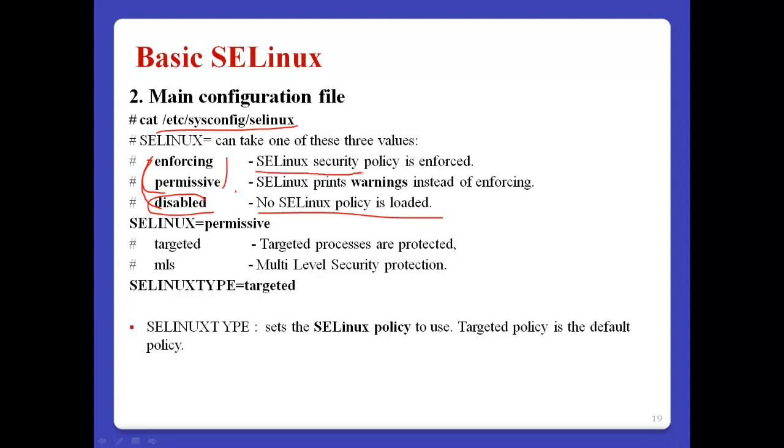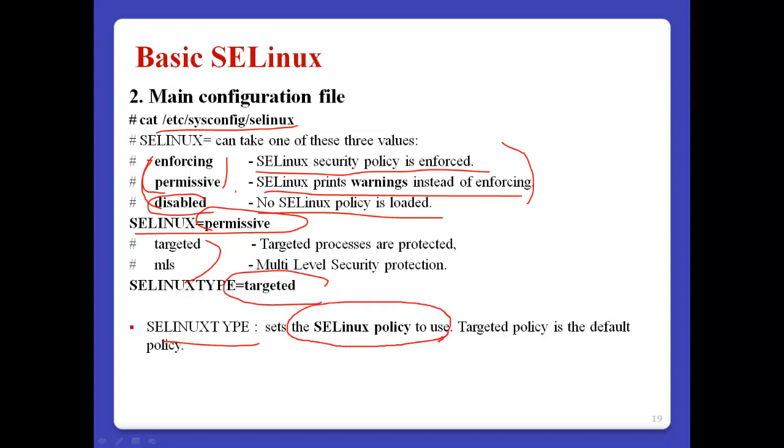Enforcing means the SELinux security policy is enforced. But the permissive mode prints only a warning message instead of enforcing, even if SELinux detects the denial message. And here we can define the mode: enforcing, permissive, or disabled. And SELINUXTYPE has two kinds, targeted and MLS. Default is targeted. This SELinux type means which SELinux policy to use.